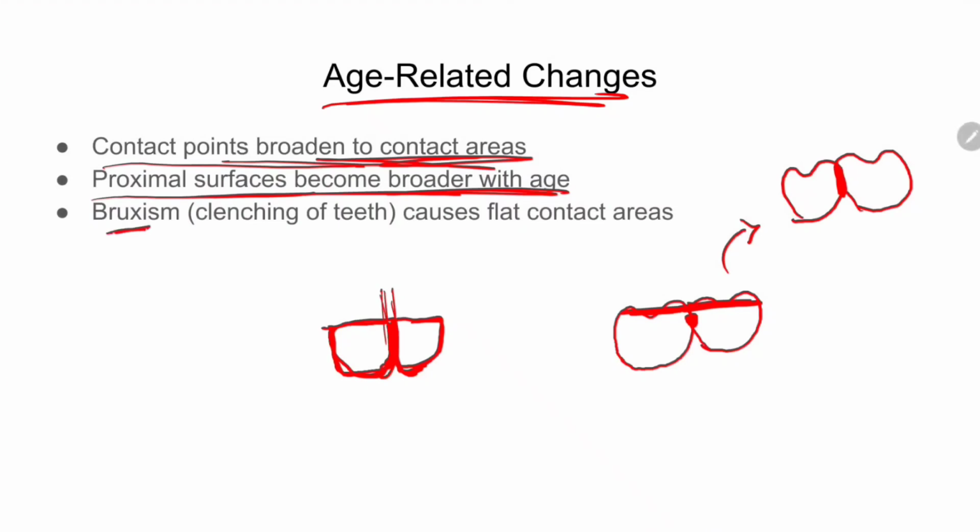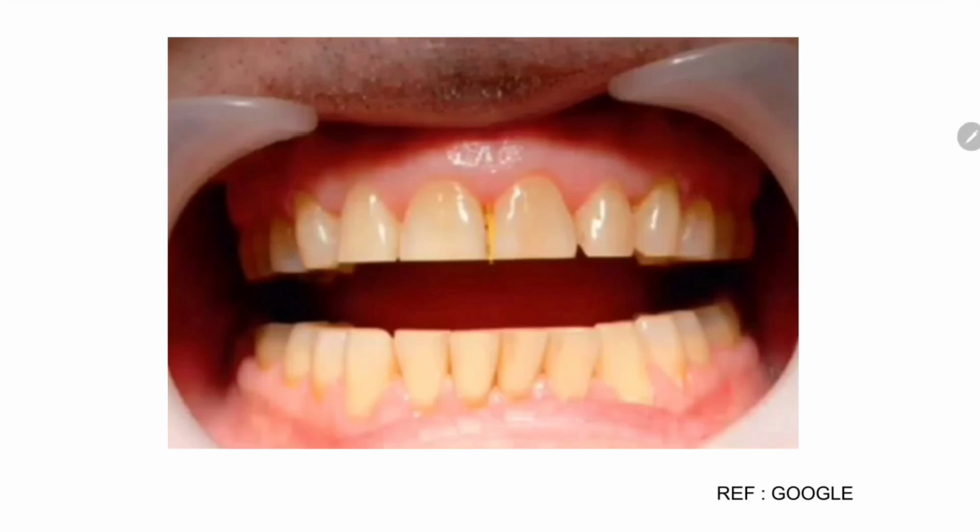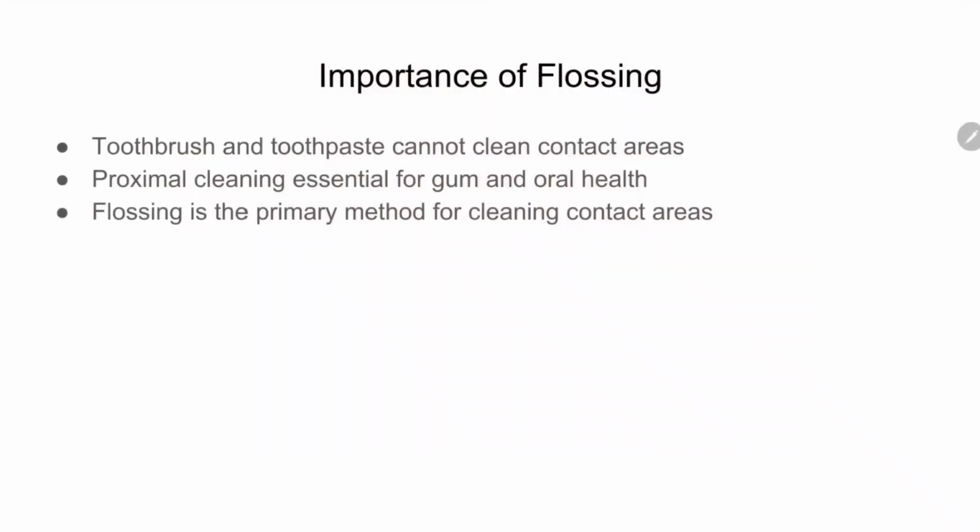Next, bruxism, which is clenching of teeth, causes flat contact areas. So in this picture, you can see there is no presence of contact areas, right? It has become flattened over here because of bruxism, right?